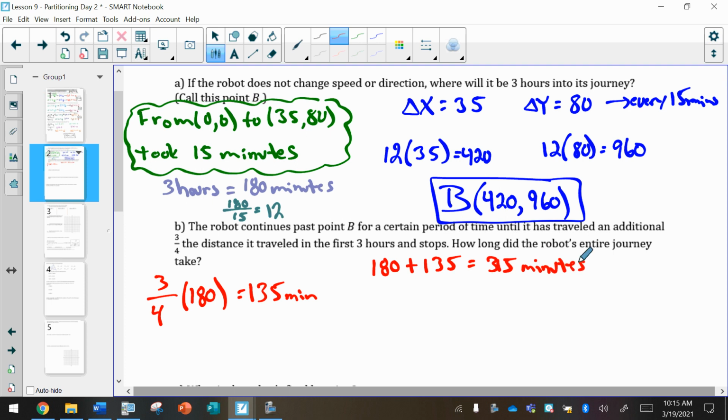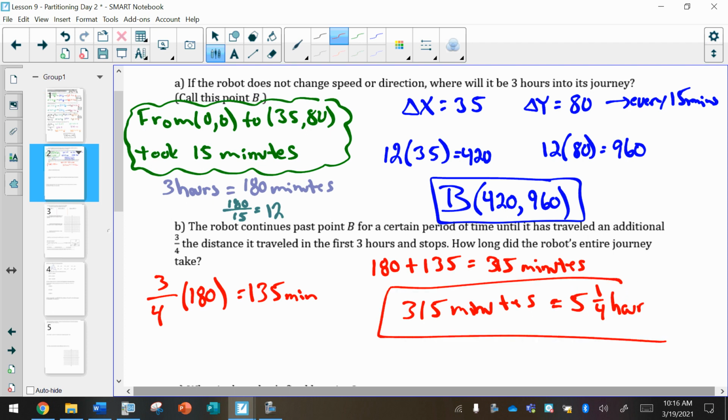So if our robot traveled 315 minutes, oh, that's what it asked for. It asked for how long. How long did the robot's entire journey take? 315 minutes. Now, if you divide that by 60, it wouldn't divide exactly evenly. It would be 5 1/4 hours, which would be 5 hours and 15 minutes. But it doesn't say what units we have to use, so either one of those is acceptable and just fine.